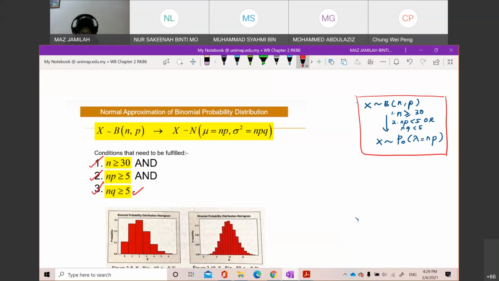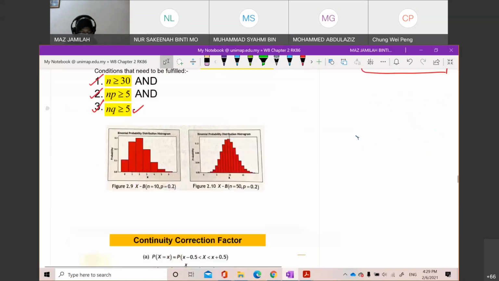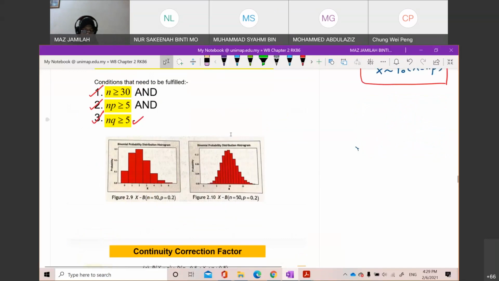Now, how is this possible? If you look at the probability distribution for binomial, look at what happens if you increase the number of trials from 10 to 50. The probability distribution becomes symmetric. In this case, symmetric, so it follows normal.